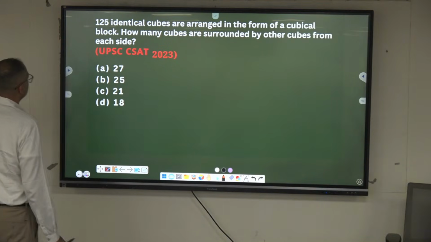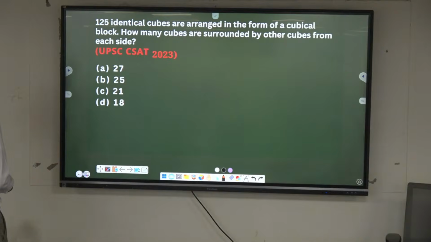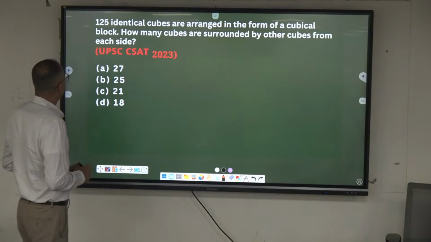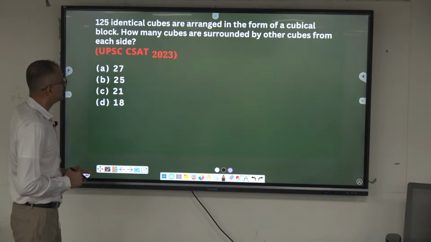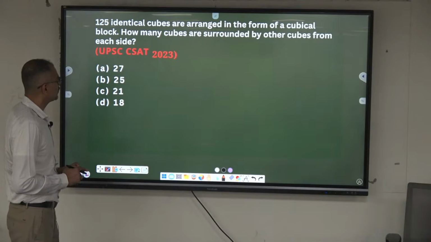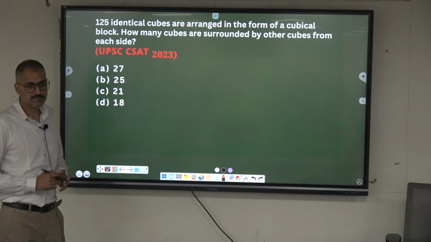This is not a, basically is number system. 125 identical cubes are arranged in the form of a cubical block. How many cubes are surrounded by other cubes from each side?